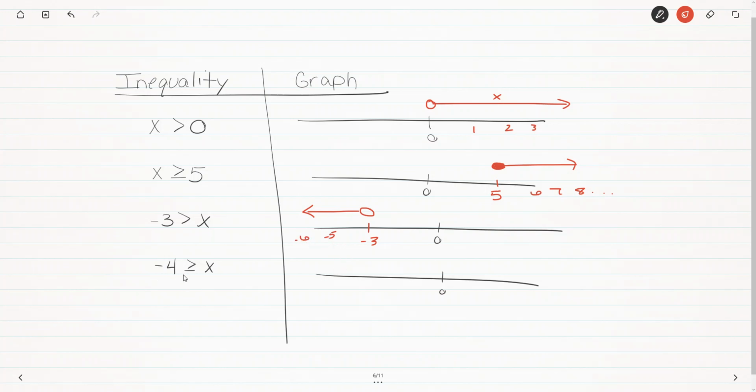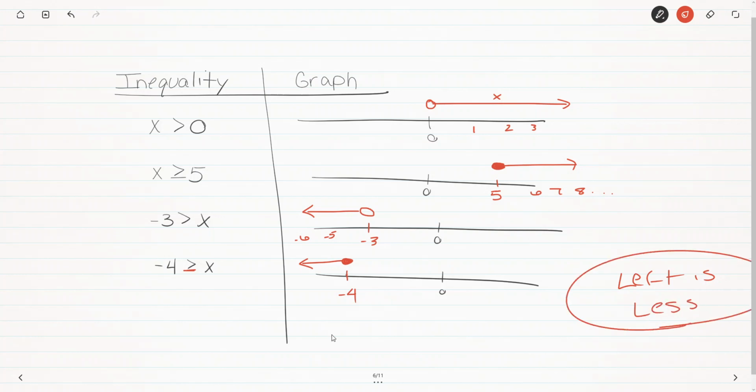And then we have this one, if we put -4 on the line. I have -4 is included because it has that equal line, so I have to shade in my circle. Now let's talk about what x could be. Well, x can be -4, and it says x is less. Left is less. So left is the less numbers. And if you need to write that left is less, then do that.